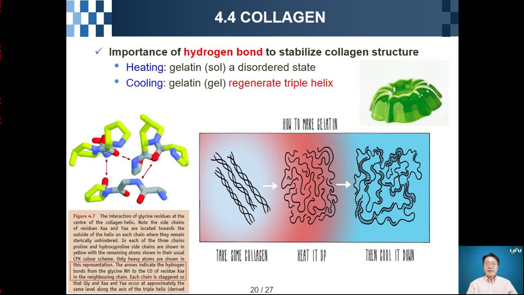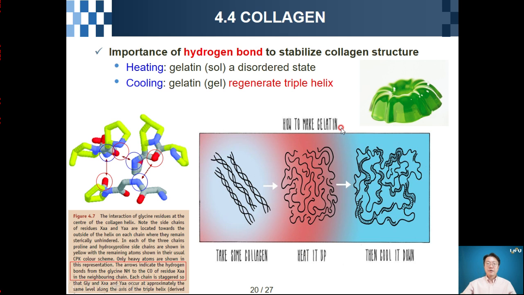In this slide, I will show another example to show the importance of hydrogen bonding to stabilize the collagen structure. We can go over the hydrogen bonding in collagen again. Usually the hydrogen bonding happens between the amide hydrogen in the glycine and the carbonyl oxygen in the Xaa residue.